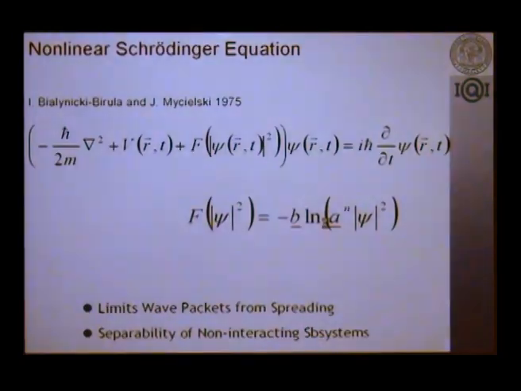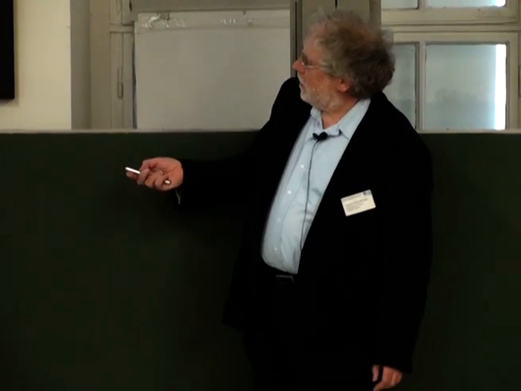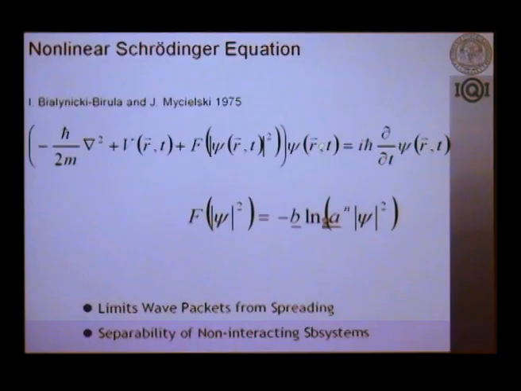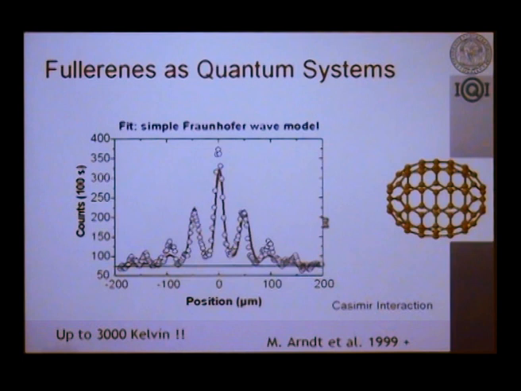And secondly, if there's a logarithm, then because of the nature of the logarithm, you can separate the Schrödinger equation, if you have non-interacting subsystems, into separate equations, which is a very reasonable thing. So in the experiment, we were able to put a very low limit on this kind of thing, which was so low that Bielski-Birol did declare defeat at that time, which was quite nice.